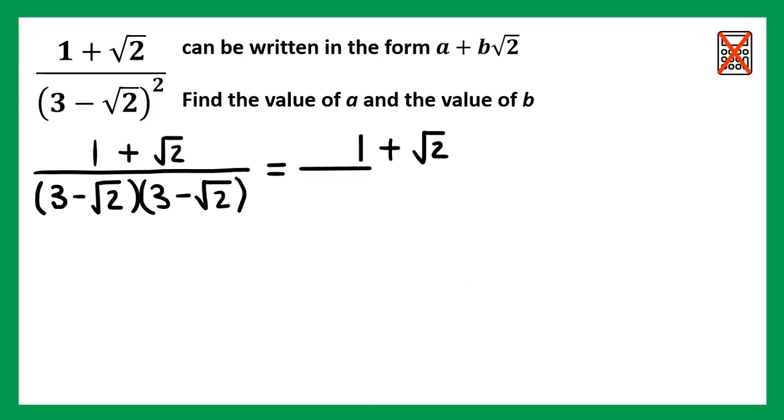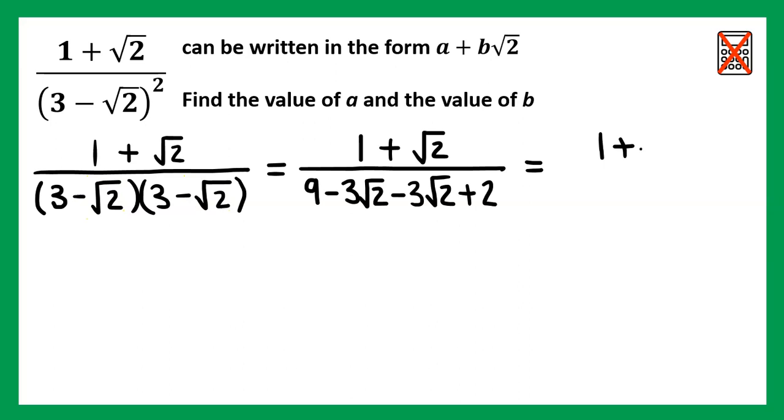For the numerator, we'll still have 1 plus root 2, but for the denominator, we can start by doing 3 multiplied by 3, which is 9. 3 multiplied by negative root 2 is negative 3 root 2. Negative root 2 multiplied by 3 is negative 3 root 2. And negative root 2 multiplied by negative root 2 would give us positive 2. Collecting like terms, I get 1 plus root 2 over 9 plus 2 is 11, and negative 3 root 2 take away 3 root 2 is negative 6 root 2.